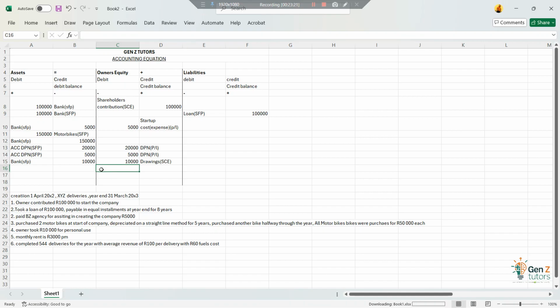Therefore, we have 3,000 rent per month. So that means times 12. So we have 36,000 rent for the whole year, and that's rent expense, which goes into the statement of profit or loss. Then you leave it like that.